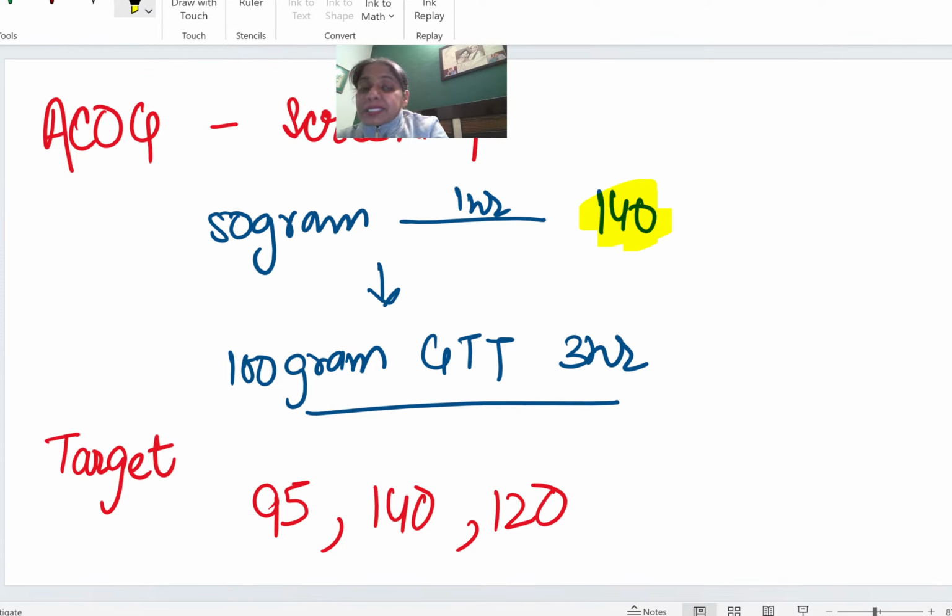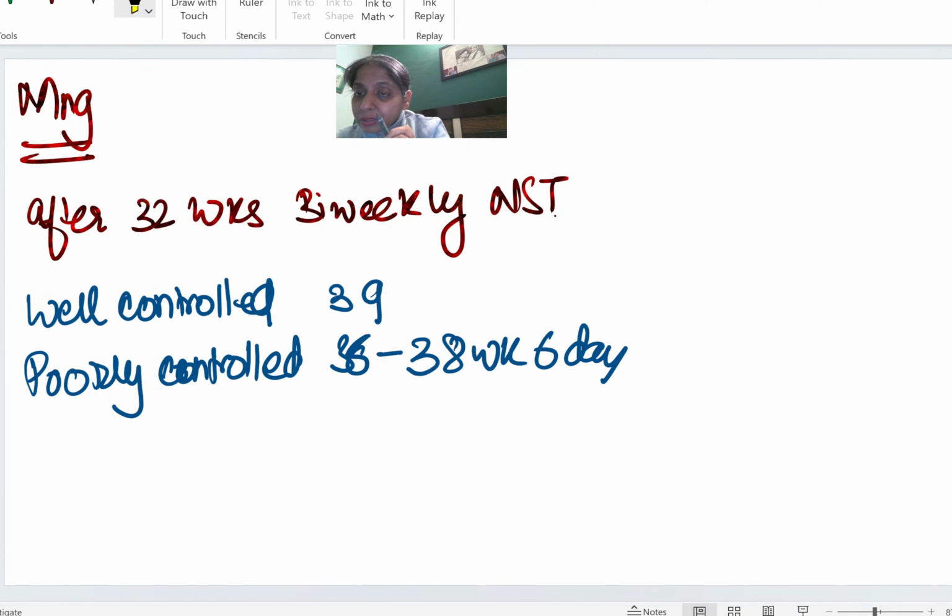What does ACOG say? ACOG says do the 50 gram glucose tolerance screening, and after 1 hour see the value. If it is more than 140, then the patient is a candidate for gestational diabetes mellitus. Once it was asked in FMG, what is the 1 hour value of the 50 gram glucose tolerance test? That is why I have put it in the slide that it is 140.